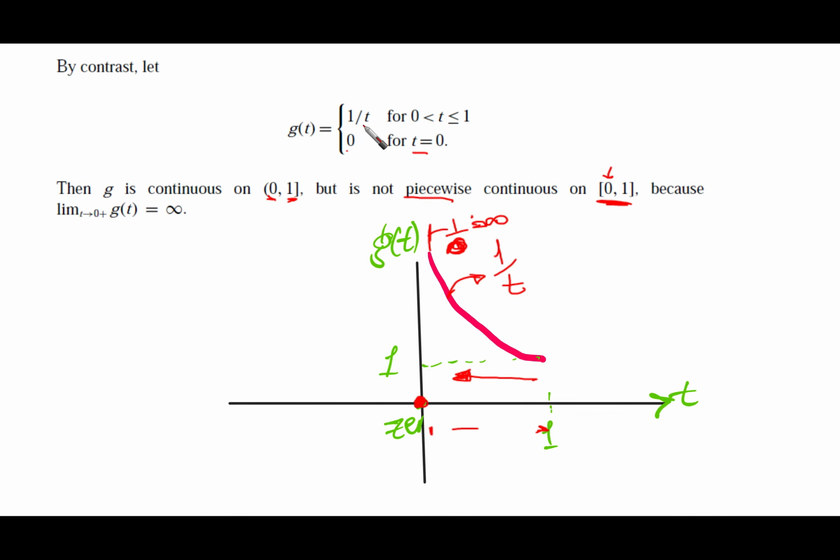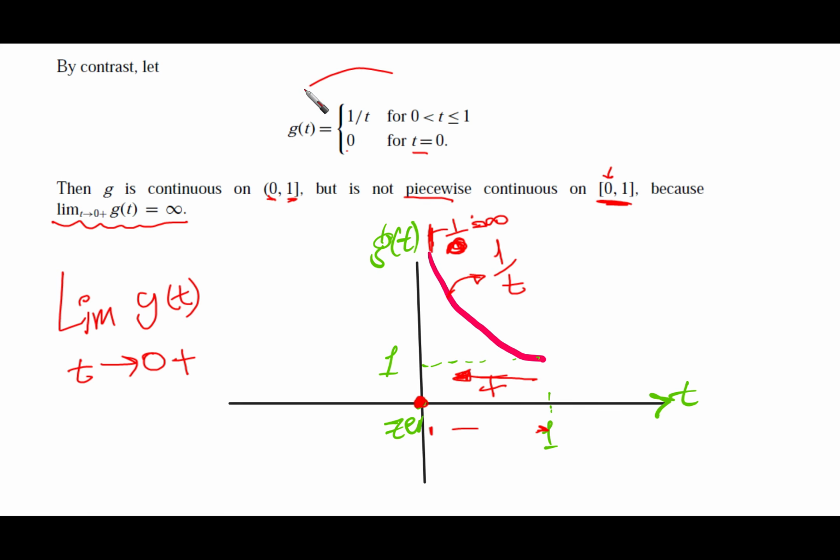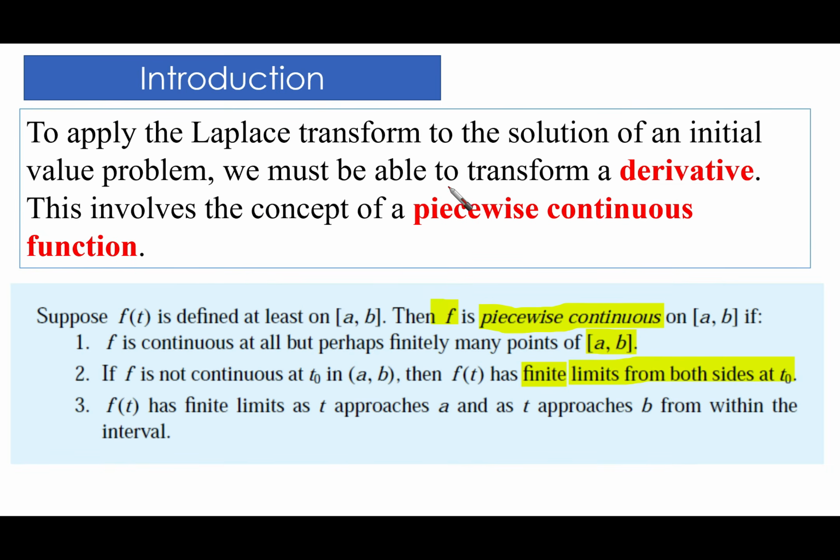This is because if we put this t as 0, as t is approaching 0, this means that g of t is going to be infinity. And this is what we have put here. So the limit of our function g of t, where t is approaching 0 from the right, is going to be infinity. Then this function is not a piecewise continuous function. Why? Go to the conditions.